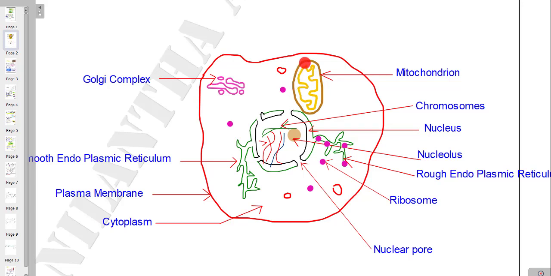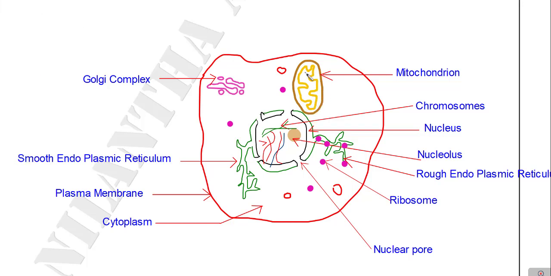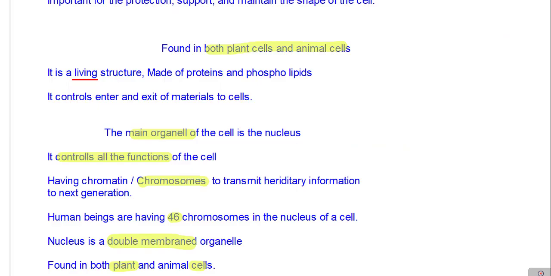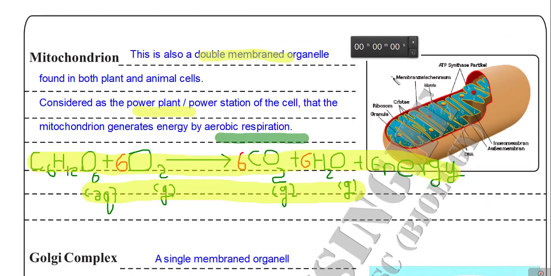You have to identify this kind. At the exam they give a picture like this, children. They are giving a picture like this. That one, double membrane. Here the inner membrane is wavy, found in both plants and animals. It is important for both plant and animal cells.